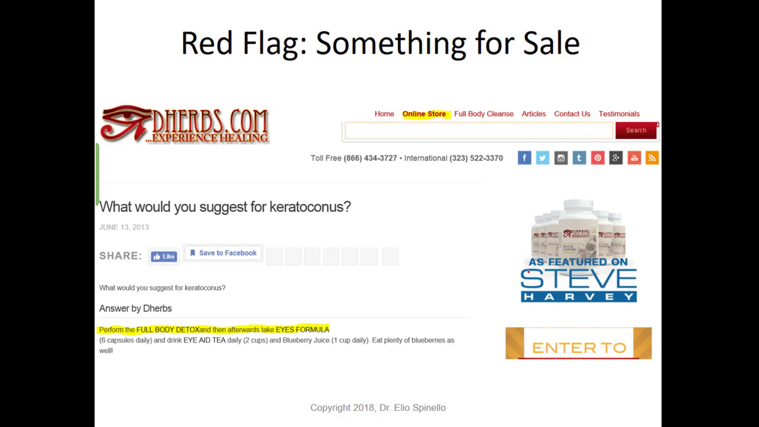Example of something for sale. Again, here for the same disease, somebody posts the question, what do you suggest for keratoconus? And then there's this answer here. Okay, well, full body detox, and then this eyes formula. Again, none of these things have ever been found to work, so there's no real scientific validity behind it.